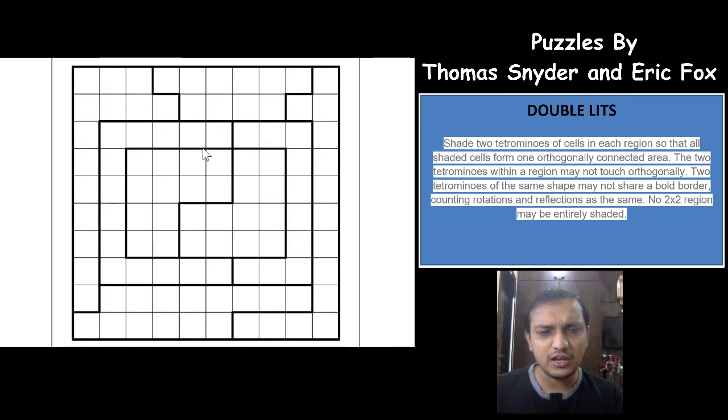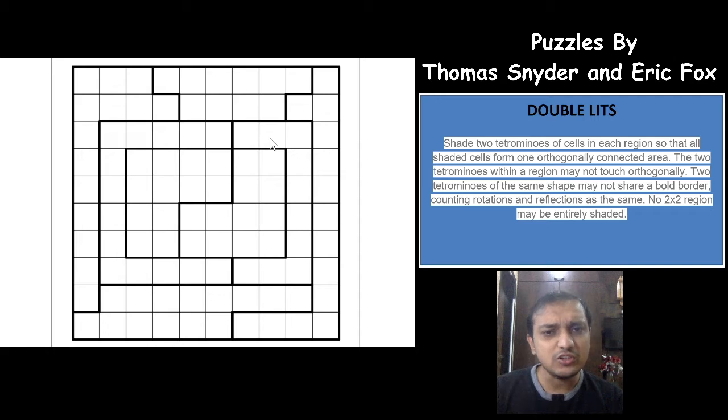This puzzle has been taken from gmpuzzles.com, and this is by Thomas Snyder. Thomas Snyder is an excellent puzzle and Sudoku author as well as a solver. He's one of the top solvers in the world. So let's start his puzzle.